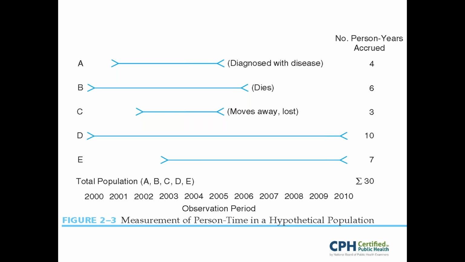So let's look at person E. Person E comes in 2003, and then they're there for the completion of the study, which is 2010, and so they contribute 7 years. That's how we calculate person years. We calculate the time that each individual contributes to our study. Next slide, please.